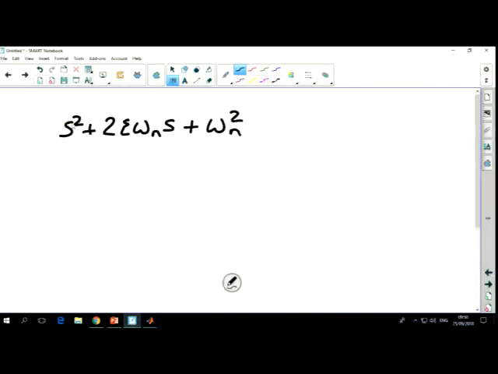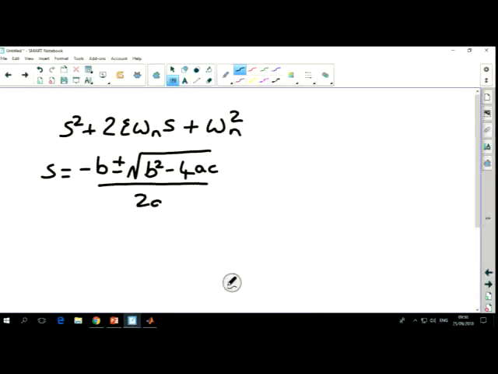Okay, so that's our denominator. And normally to find our poles, we would do negative b plus or minus the square root of b squared minus 4ac over 2a. Right, you will not get that formula in an exam. You're expected to know that. You should have been doing that for years by now. Yes, okay, so that's good.